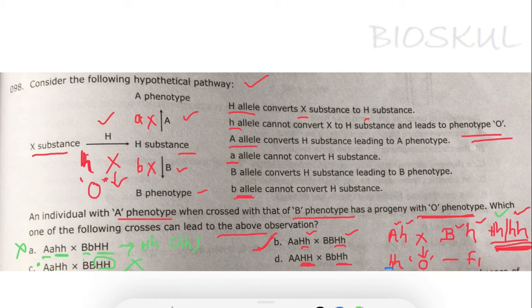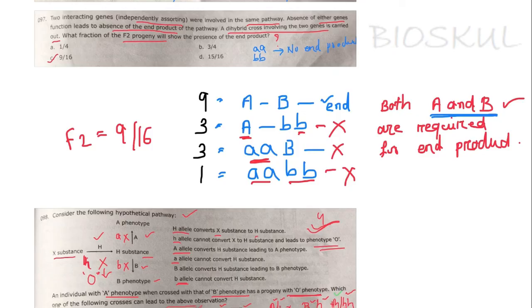This question is really easy, and this question is from part C. It carries 4 marks. You have to understand the question, what it is actually asking about and what we need in the cross. Then only you can easily solve this type of question. Let's go for another question.